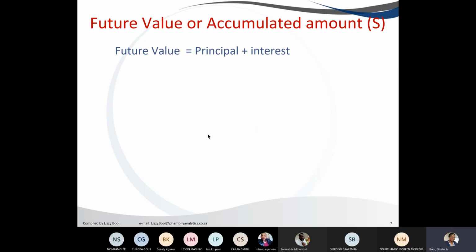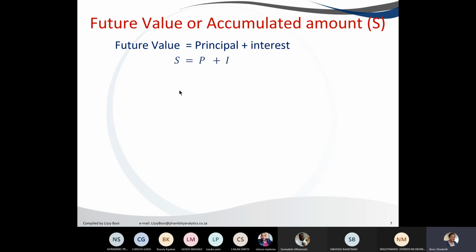Then we can also calculate the future value or the accumulated amount of simple interest. And the future value is given by the principal amount plus interest. Remember the example I made? You borrow 10,000, your interest is 1,000. Therefore, you have to pay back 11,000.